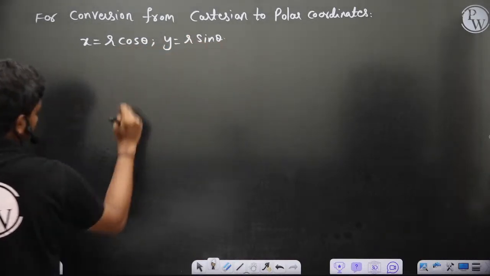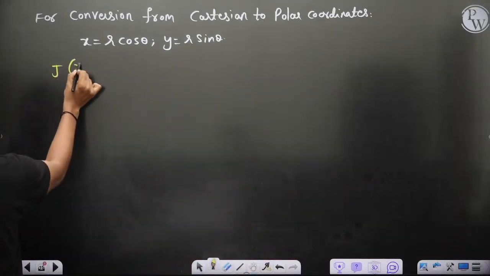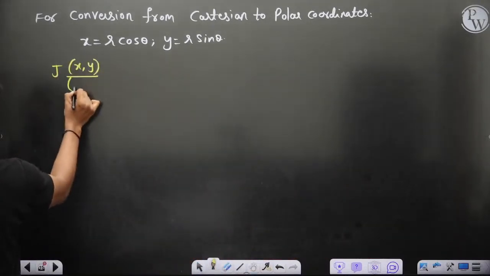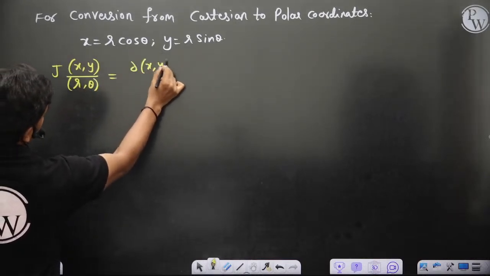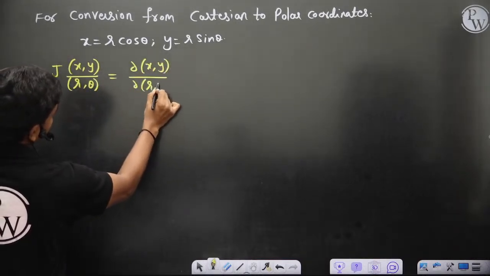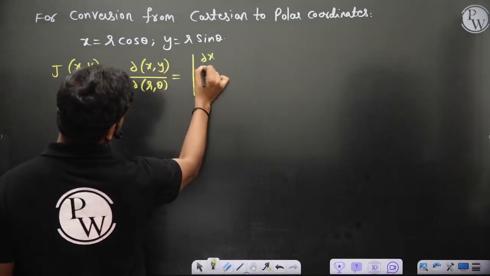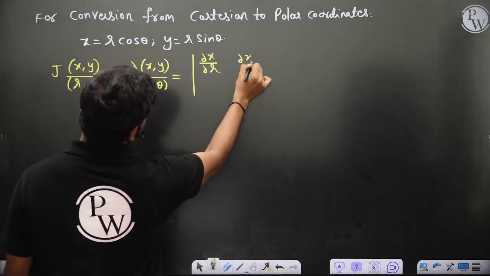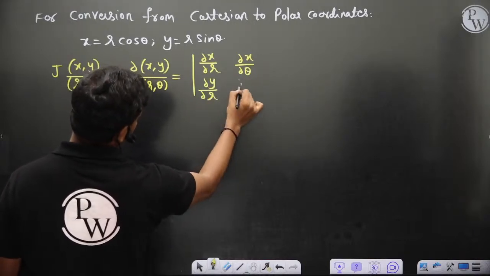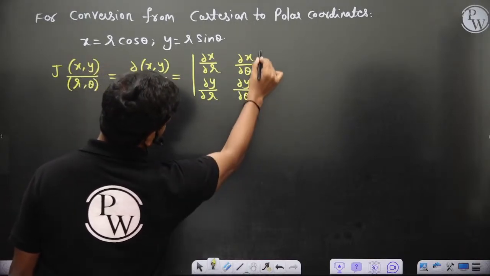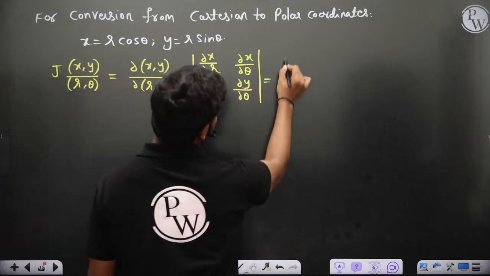So let's calculate the Jacobian, for example, Jacobian of x comma y with respect to r comma theta, which is dou (x,y) by dou (r,theta), and this is equal to the determinant: dou x by dou r, dou x by dou theta, dou y by dou r, and dou y by dou theta. This is what I have told you. Then let's check what you get when you calculate this determinant.